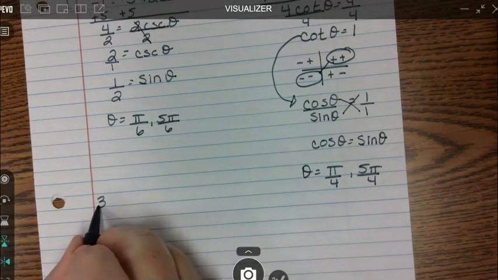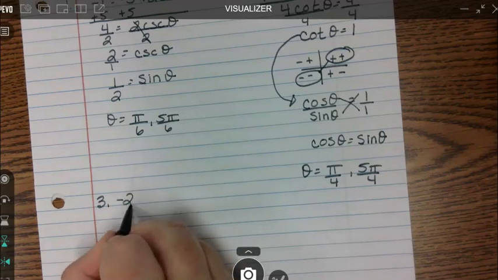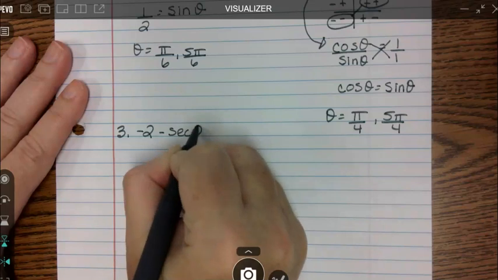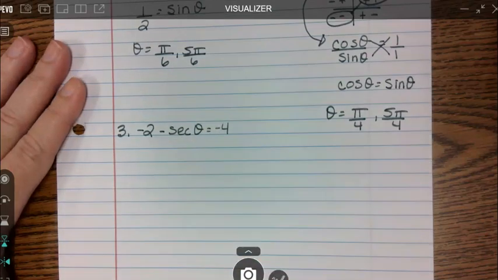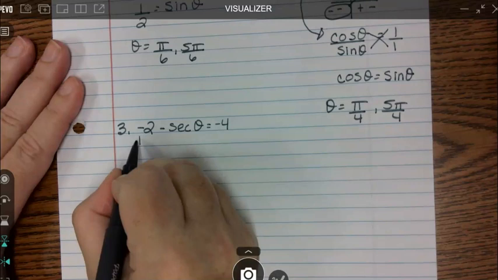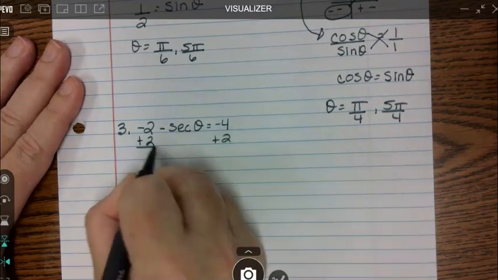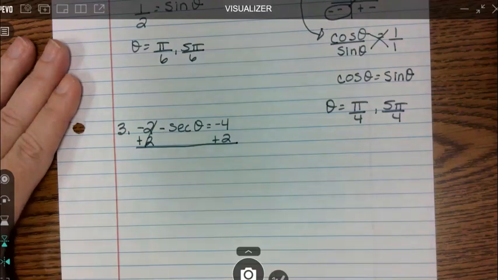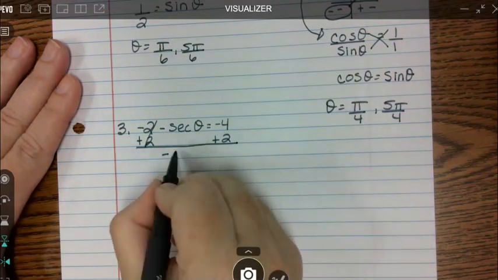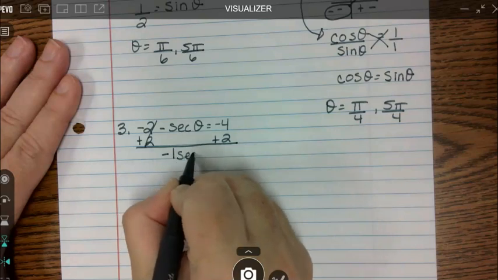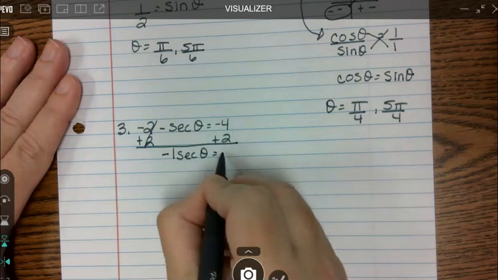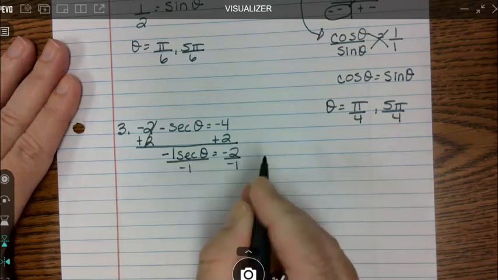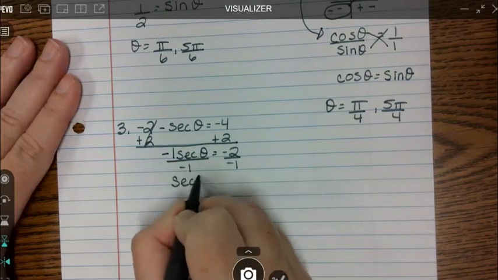Let's go number 3. So negative 2, oopsies, let me push that up. Secant theta equals negative 4. Okay. So we're going to add 2 to both sides. Please be careful of that negative. So we get negative, and I'm going to go ahead and just put a 1 there, just so I will remember it, equals negative 2. We're going to divide by negative 1, because we've got to get secant by itself.